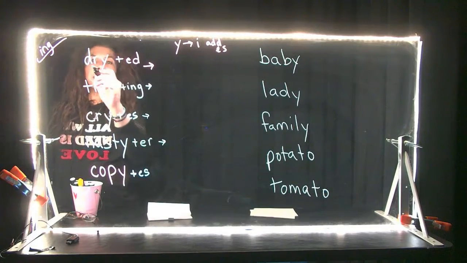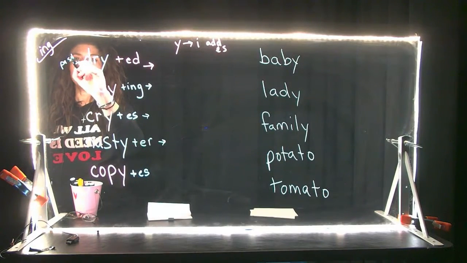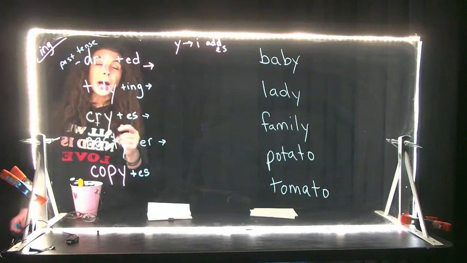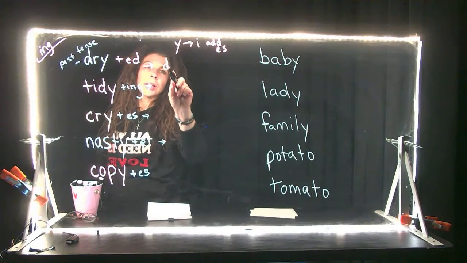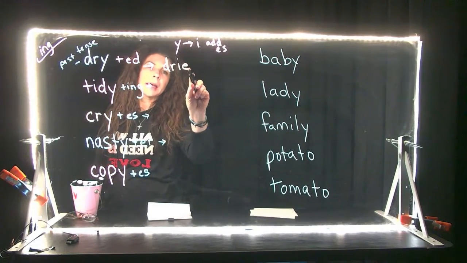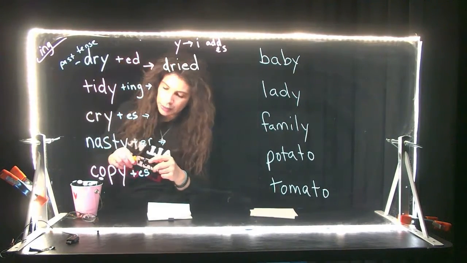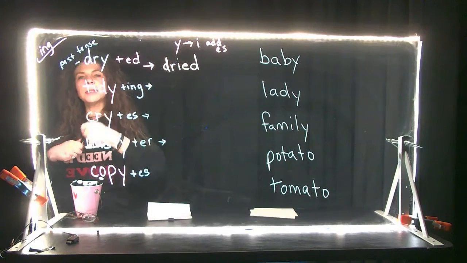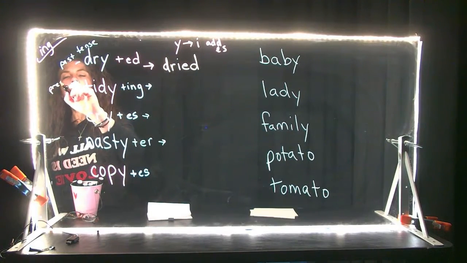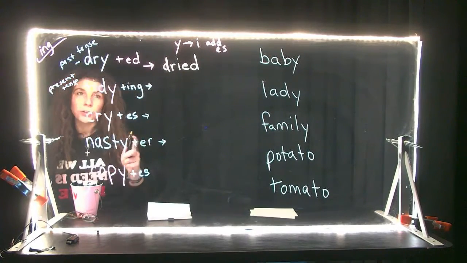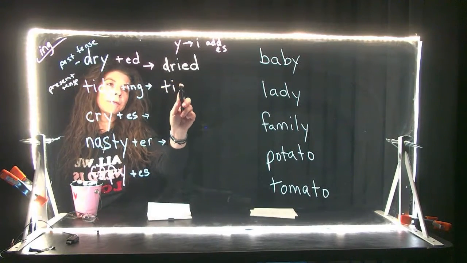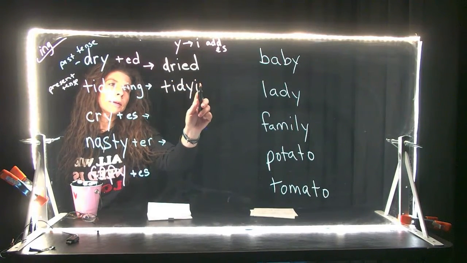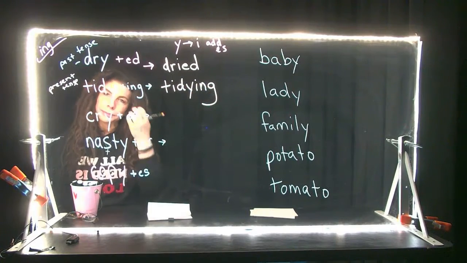Okay, so this is dried in the past tense, right? This ed suffix means in the past. You dried the dishes last night. So if I dried the dishes, I change that Y to an I and I add my ed suffix. This is present tense, right? I'm tidying up. I'm cleaning up. So in the present tense, I would add the suffix ing. Now remember, that's the only time you leave the Y. Did you leave the Y? Because we don't put double I's.